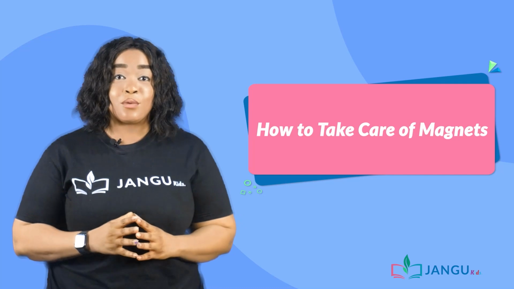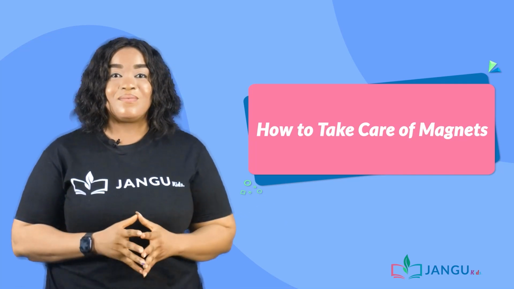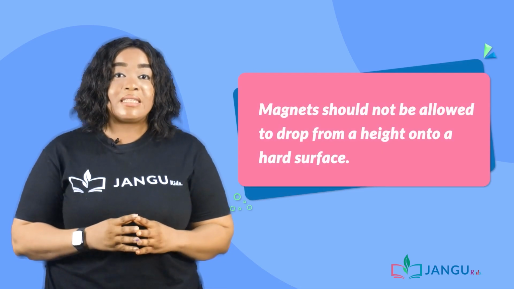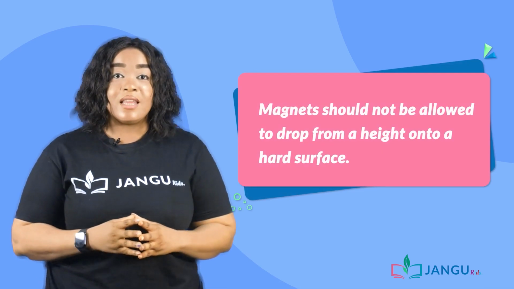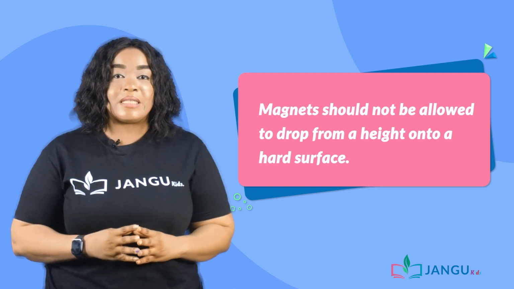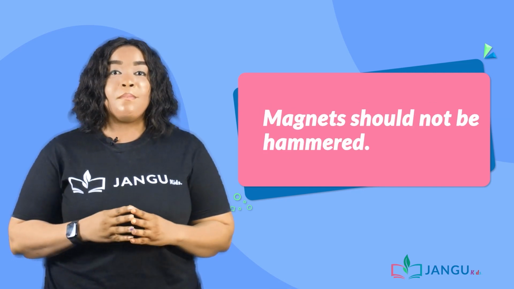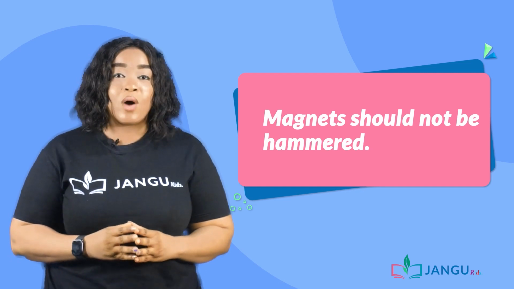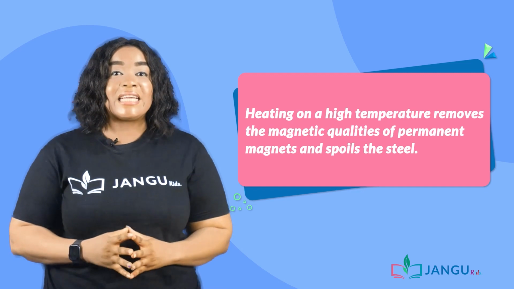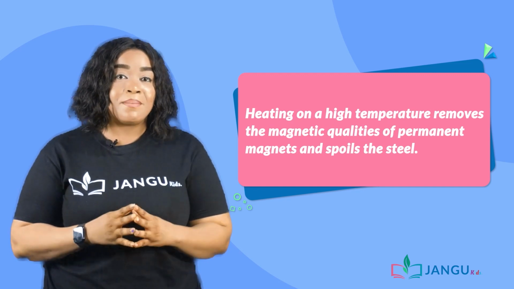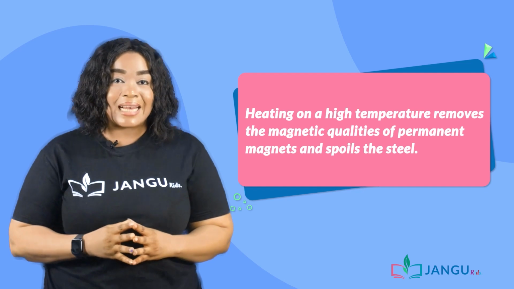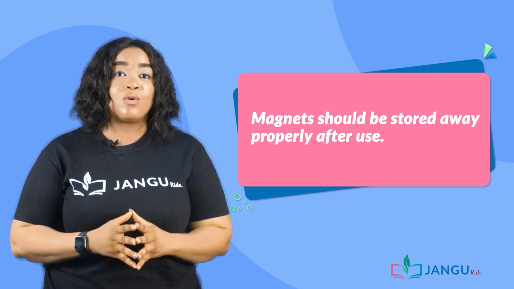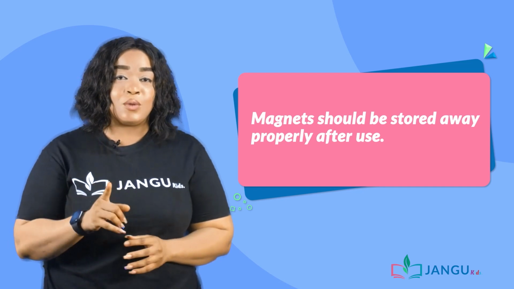The following are ways through which we can care for magnets. 1. Magnets should not be allowed to drop from a height onto a hard surface. This can weaken their magnetic properties. 2. Magnets should not be hammered. This can also weaken their quality. 3. Heating at a high temperature removes the magnetic qualities of permanent magnets and spoils the steel. 4. Magnets should be stored away properly after use.